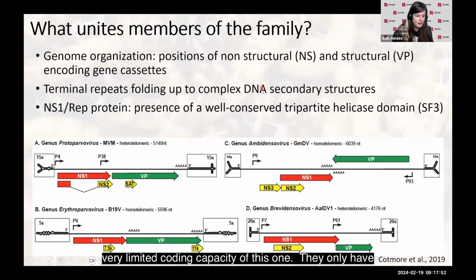This family is united by its single-stranded genome and the very limited coding capacity of this genome. They only have one cassette that encodes non-structural proteins, which are proteins associated with virus replication, and one that encodes structural proteins, the ones that basically create the viral capsid and are responsible for transmitting the virus between cells and even between hosts. And these genomes are flanked by these partially double-stranded, very characteristic DNA secondary structures.